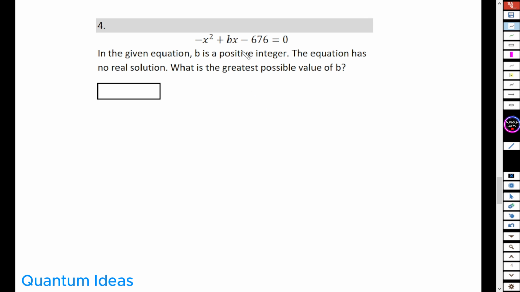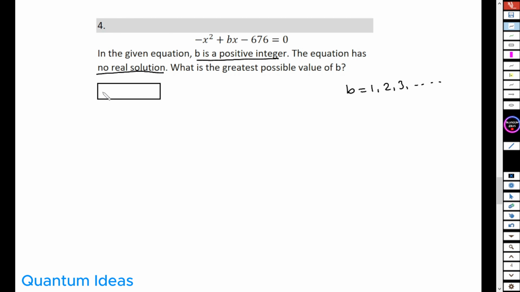Next is number 4. So minus x square plus bx minus 676 equals 0. In the given equation, b is a positive integer. B is a positive integer means its value starts from 1, 2, 3 and goes on. The equation has no real solution. You have to keep in mind, no real solution. What is the greatest possible value of b?